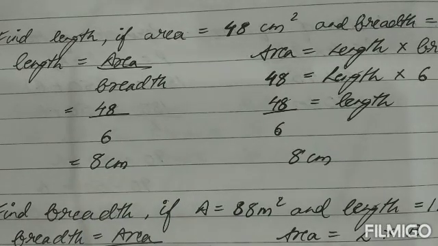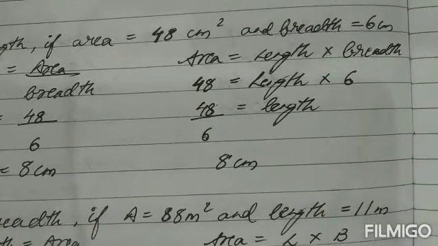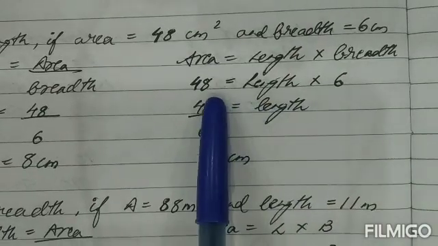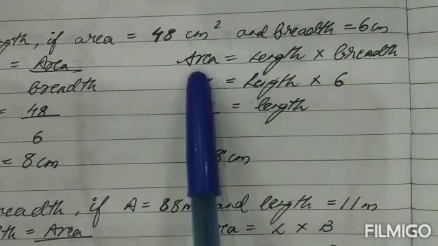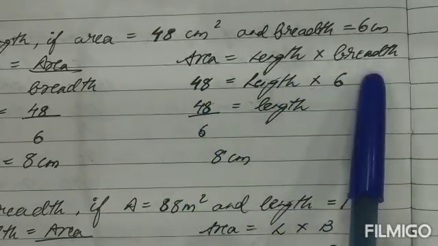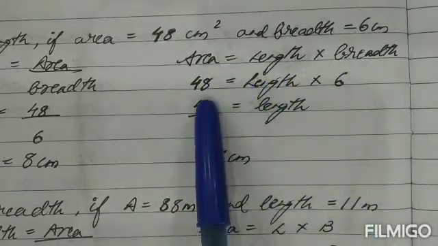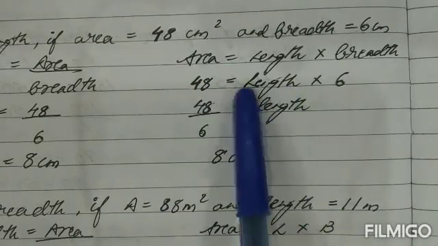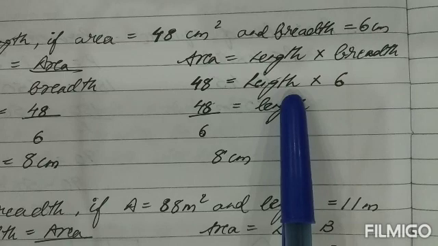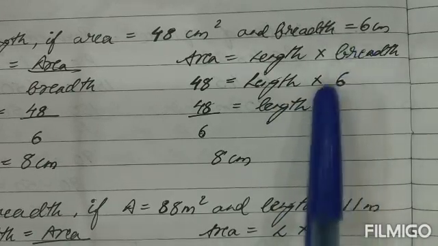Come to the next side, children. I have done the same thing with another formula. I have not used the formula for calculating the length only. I have used the same formula that is for area. Area is equal to length into breadth. Now where it is area written, I will write 48. Where it is length written, I don't have the value, so I have written it as length only. And where it is breadth written, I will take it as 6 centimeter.